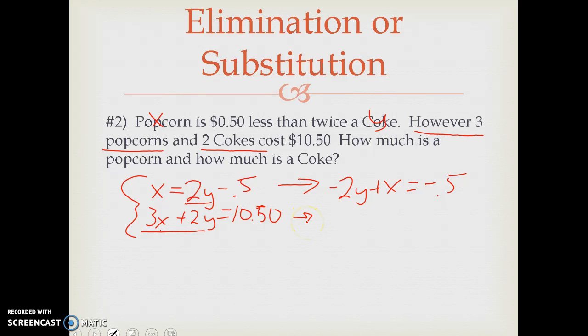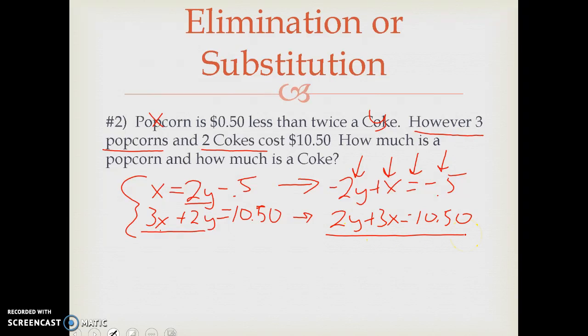The second equation is 3x plus 2y. So I'm going to write it with the 2y here and the 3x here, and that equals $10.50. I did it so that the y's line up, the x's line up, my equal signs line up, and the number on the other side all line up with each other.